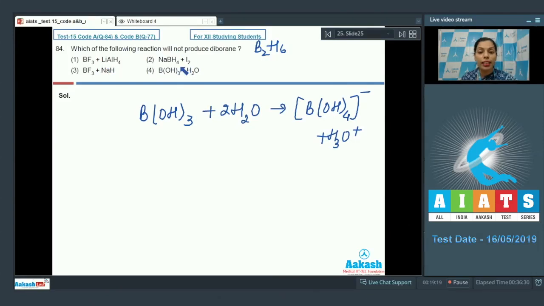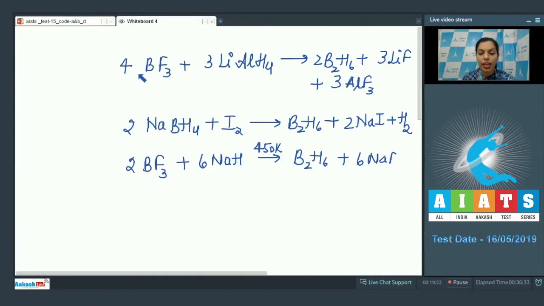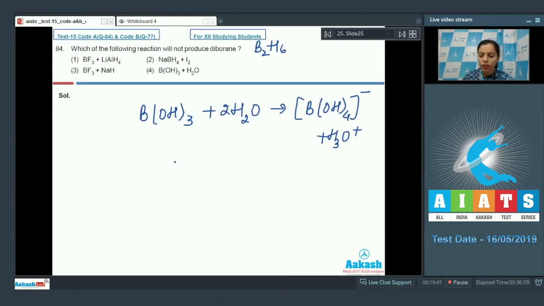While if I talk about the other reactions, just have a look at that. BF3 is reacting with lithium aluminum hydride to give you diborane, lithium fluoride and aluminum fluoride. Similarly, sodium borohydride is reacting with iodine to give you diborane here. And here also BF3 is reacting with NaH, sodium hydride, at 450 Kelvin temperature to give you B2H6. It means in this case also we are obtaining diborane. It means only one case is left. That is given here in option 4. That's why I'll choose option 4 as my correct answer.